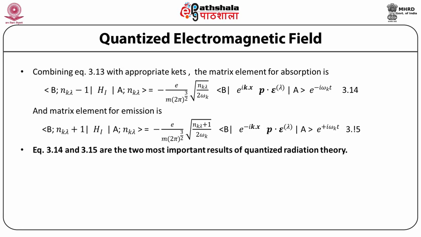Equations 3.14 and 3.15, which give us the matrix elements for absorption and emission, are the two most important results of quantized radiation theory. As this Hamiltonian is time dependent, the energy of the system is not conserved, and so there are no stationary states. In this case, we shall apply time dependent perturbation theory.